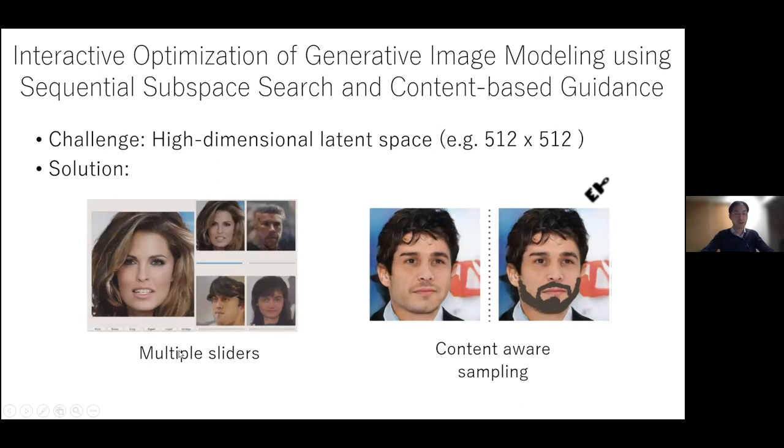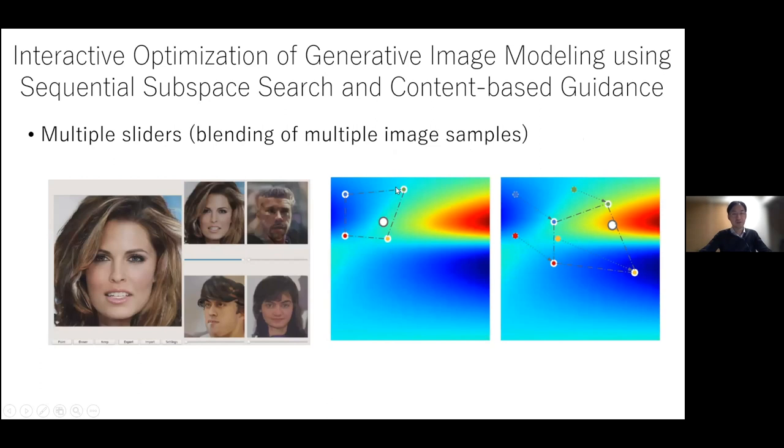One is to use multiple sliders, right? Instead of one dimension, one slider, which takes time, we present four sliders and then ask the user to control the four sliders in each step. The other, an extension, is to let the user paint the image to guide the optimization process.